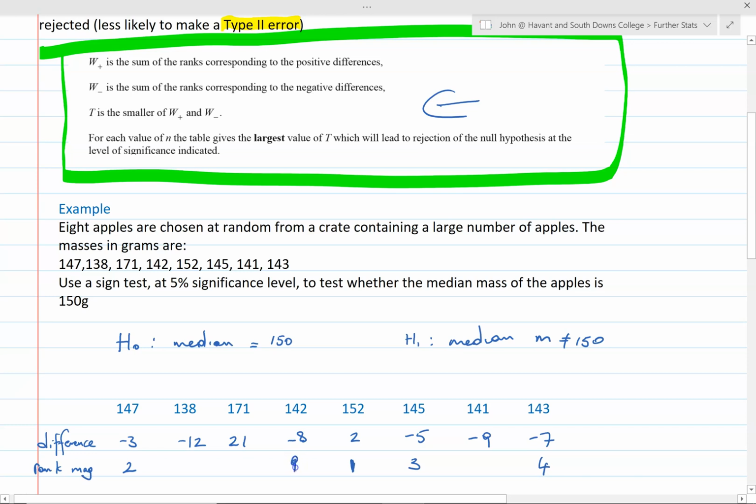The -8 is 9, 5 of course, and then the next smallest magnitude is the -9, which is 6, and then the 12 is the next smallest magnitude, which is 7, and the 21 gives us 8.